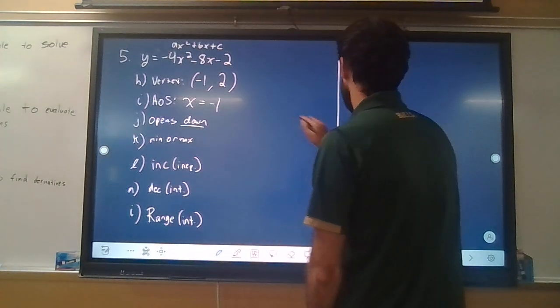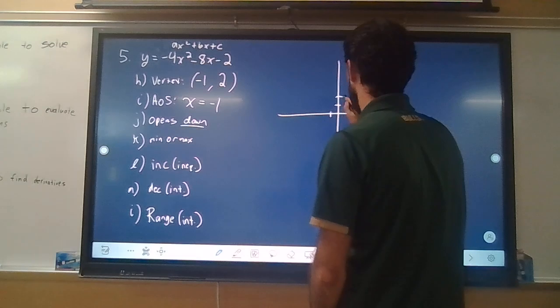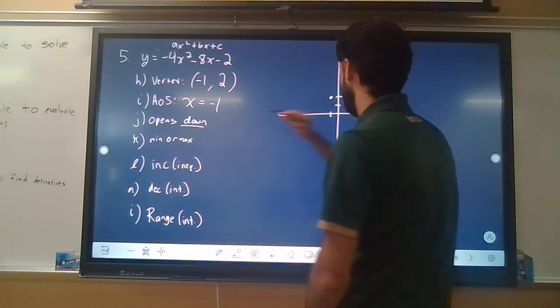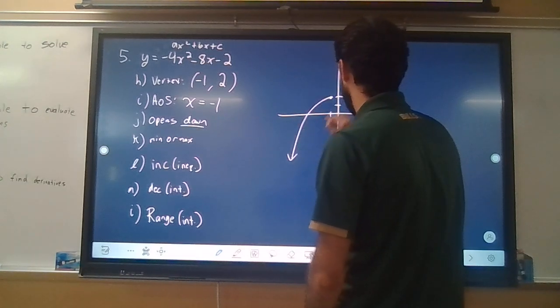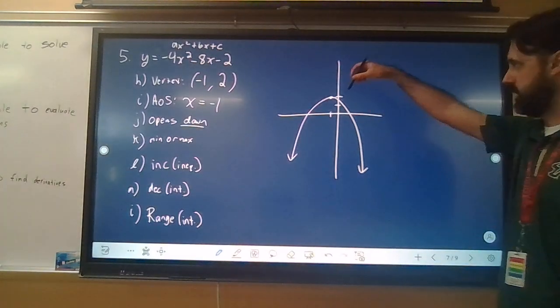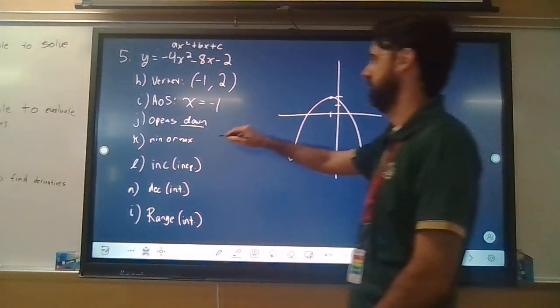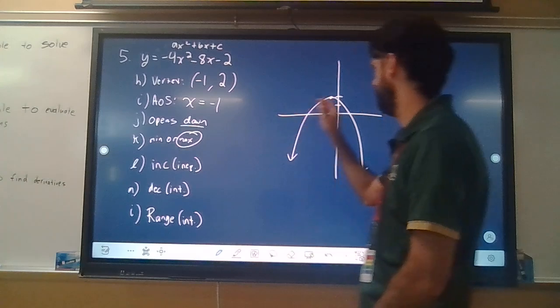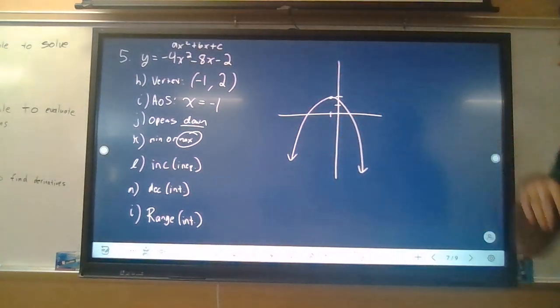So we know the vertex is left 1 and up 2. We know the graph opens down. That's really all that we need to be accurate on this one. So this point is going to be a maximum. I was asking about the vertex. The vertex is the highest point, so it's a maximum.